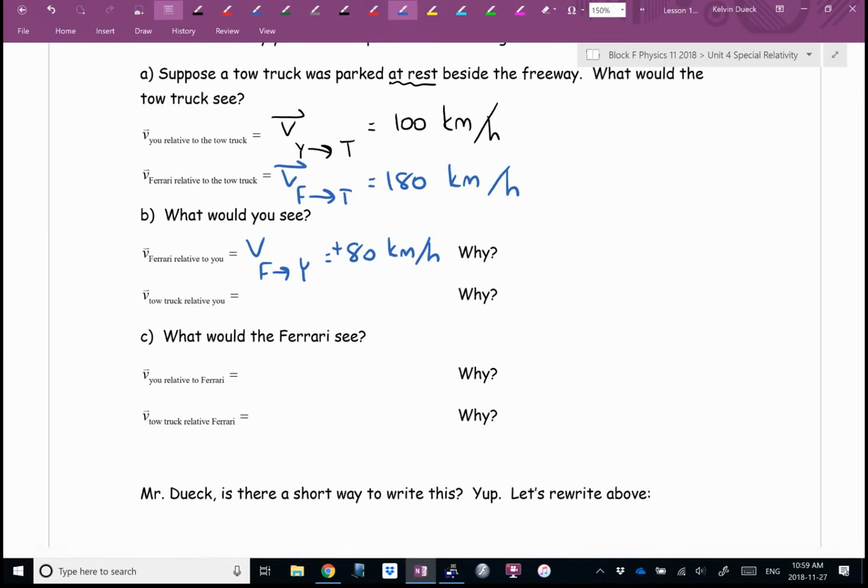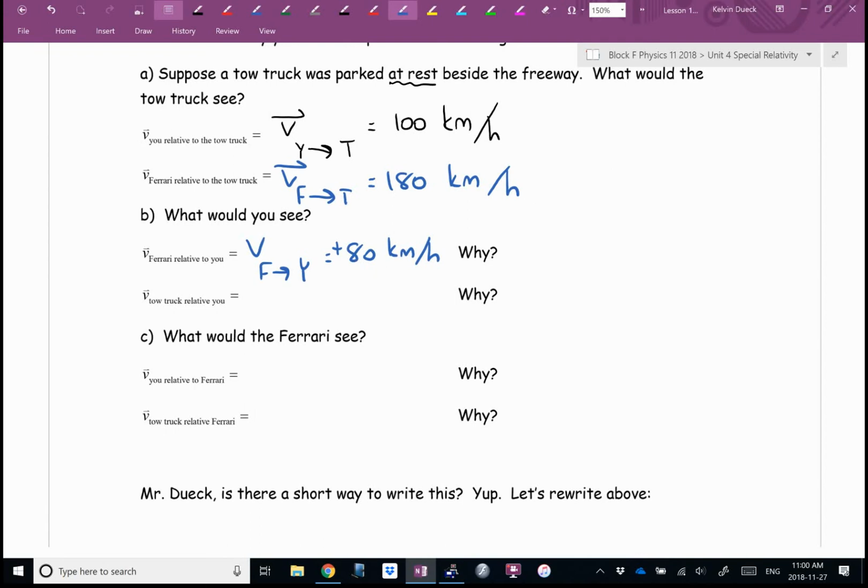Well, if the tow truck was in front of you, you would see its back end getting towards you. Once you passed it, in your rear view mirror, you would see its headlights retreating away from you. What would you see the tow truck as traveling? I'm going to tell you, not 100, if I'm very fussy.